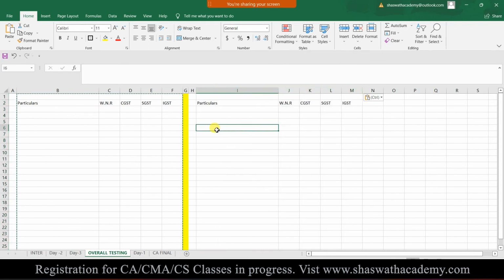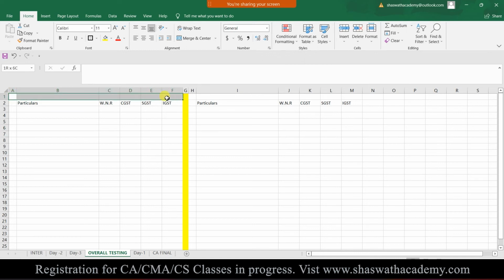I'm going to have a similar structuring. What is this right hand side for? Right hand side is for the main answer. Computation of minimum GST payable by Riddhi Limited, whatever it be, for the tax period.